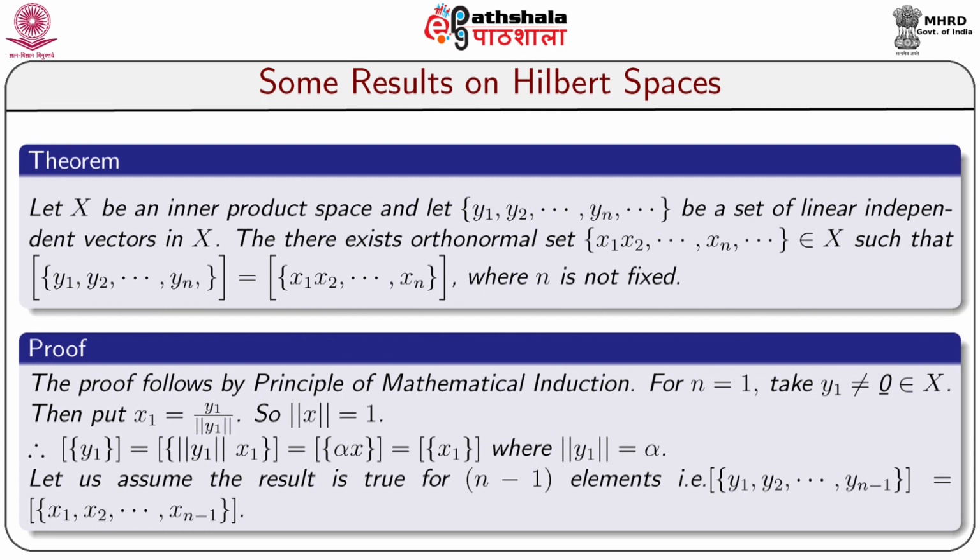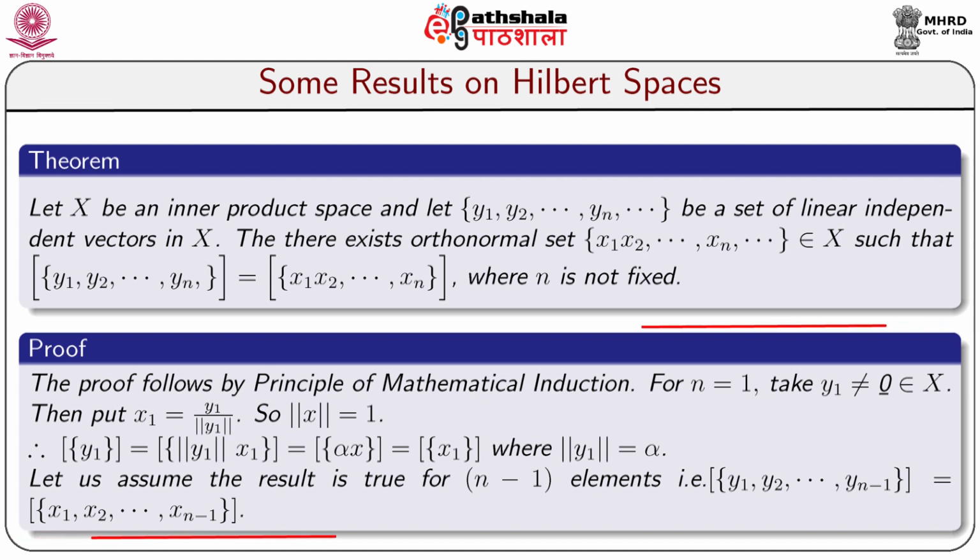Now, let us take a theorem. Let X be an inner product space, and let y1, y2, ..., yn, ... be a set of linearly independent vectors in X. Then there exists an orthonormal set x1, x2, ..., xn, ... in X such that the span of the collection y1, y2, ..., yn is equal to the span of the collection x1, x2, ..., xn, where n is not fixed. The proof follows by the principle of mathematical induction.